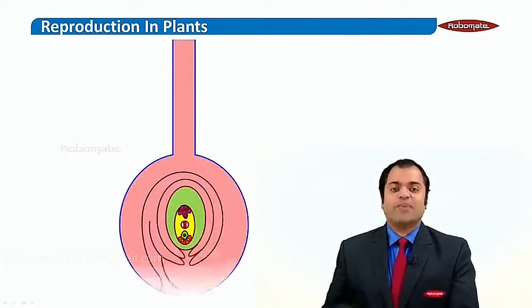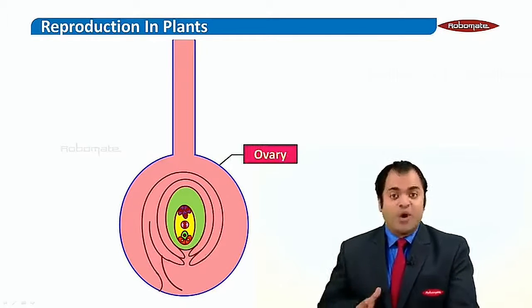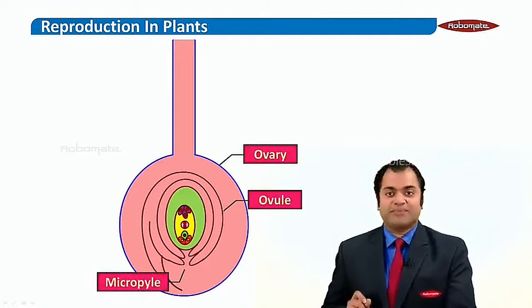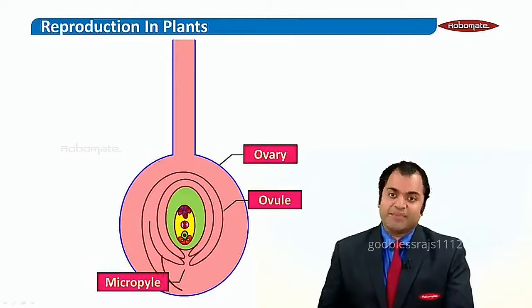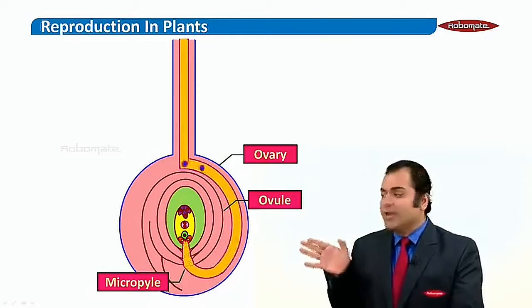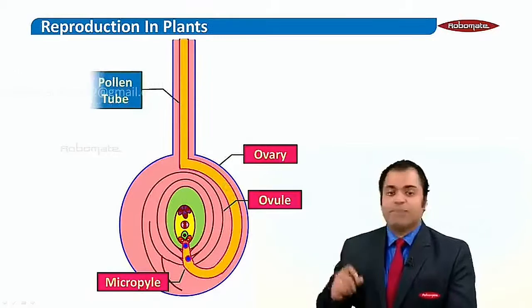Now the next step would be for that pollen tube to go down to the ovary and enter the ovule through the micropyle. Is it okay? That'll be the next step. So you must know that the pollen tube will now go down and try to enter the ovule through the micropyle. Yes, that's the pollen tube right there.